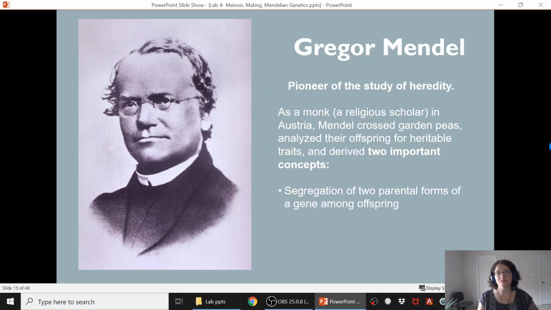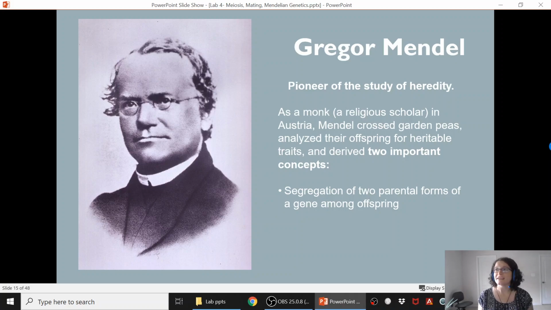And we're going to go through some of these concepts. But the segregation of 2 parental forms of a gene, he was the one who figured out that you get 1 copy from your mom and 1 copy from your dad. He didn't know what these copies were. There was no information. This is a long time ago, before the discovery of DNA or chromosomes. Okay, he actually discovered this.